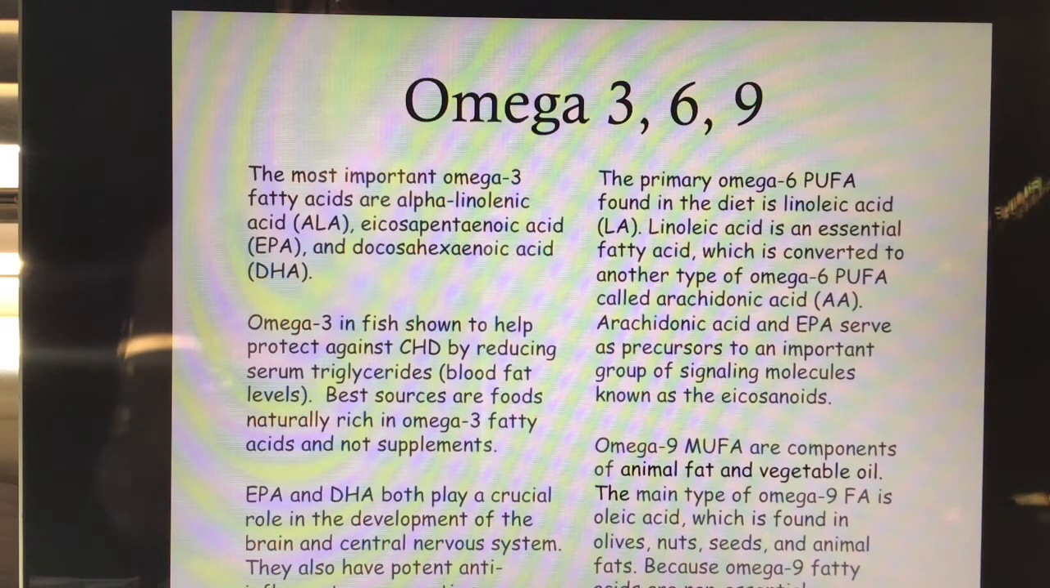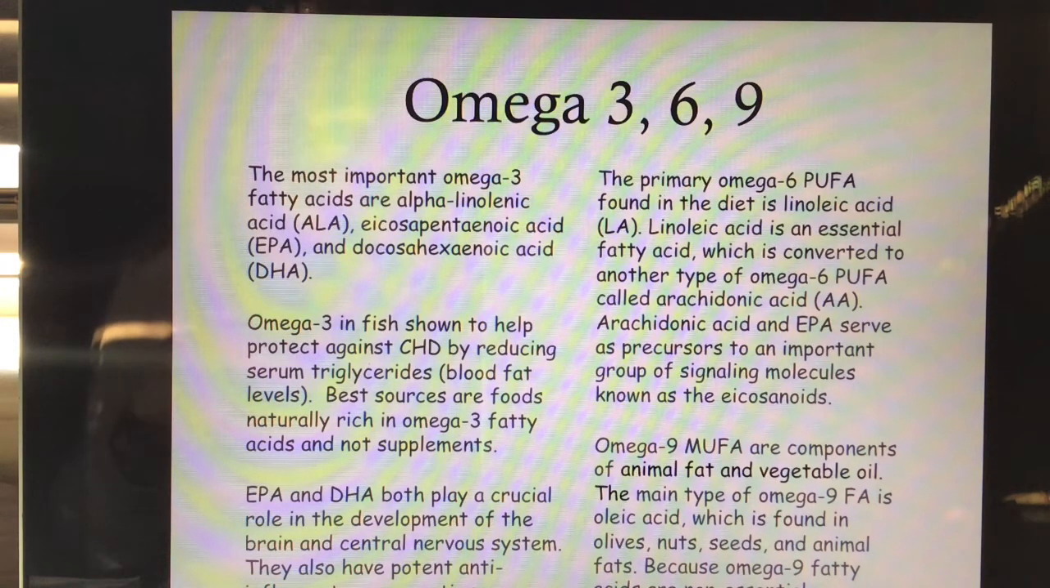Now, omega-9 are known as MUFAs. We don't really have to refer to omega-9 for leaving cert, but just for background information. These MUFAs are components of animal fat and vegetable oils, and the main type of omega-9 fatty acid is oleic acid, which is found in olive oil, nuts, seeds, and animal fats.